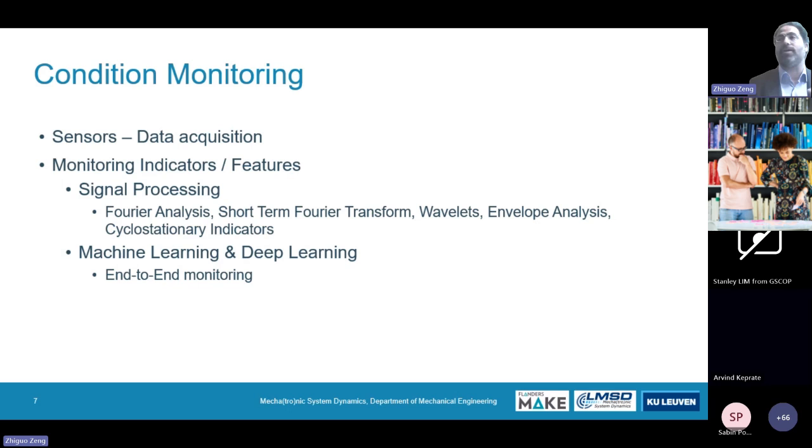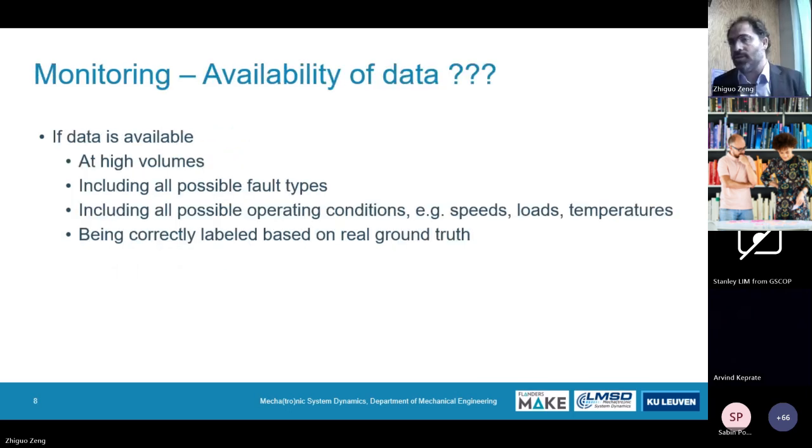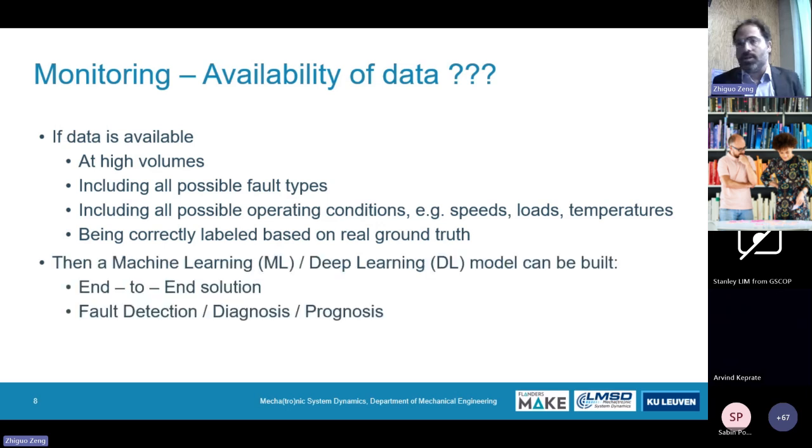In parallel, especially in the last years, there is another track from machine learning and deep learning where we can have end-to-end monitoring. Of course, the 2 concepts are more and more combined because in specific systems, as I mentioned before, we are designing the system, we have knowledge of the systems, so we don't need to start from scratch, but we can combine the 2 approaches. So if we have available data at high volumes, including the different types of faults, all the different operating conditions, so speed, loads, and temperature in a mechanical system, and they are correctly labeled based on a real ground truth, then we could really have a machine learning or a deep learning model, and have an end-to-end solution for the three different steps: for detection, diagnosis, and to look forward to prognosis.